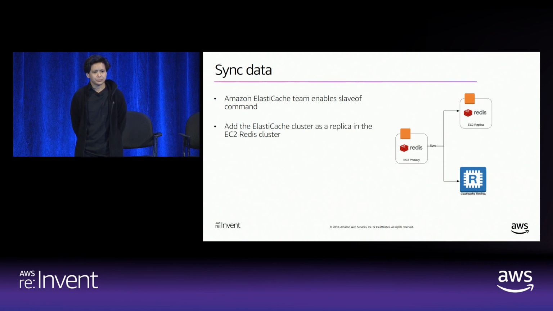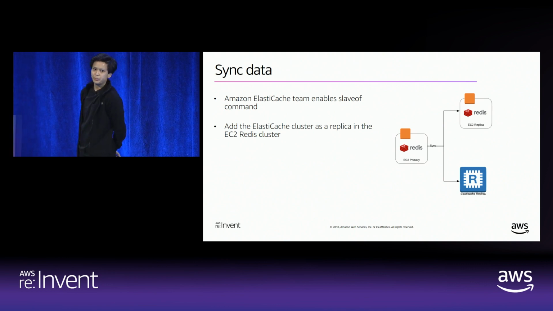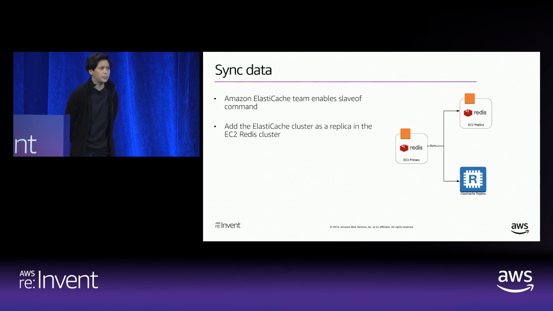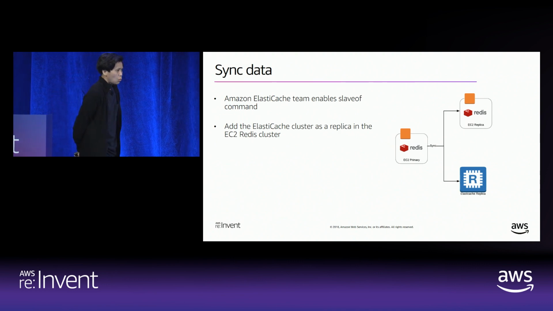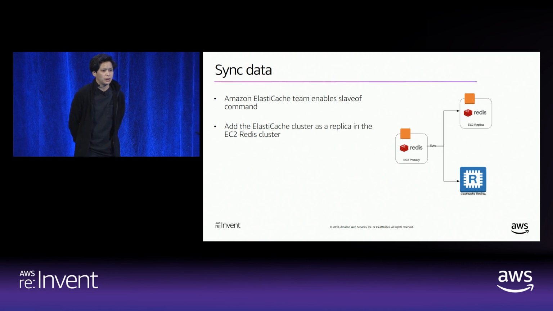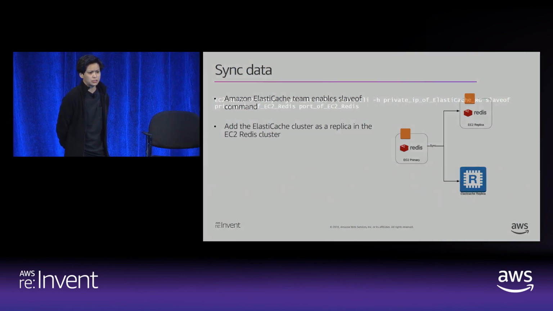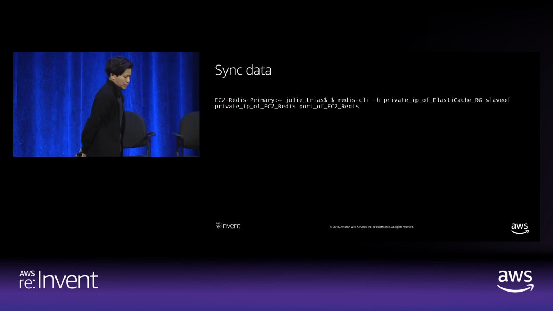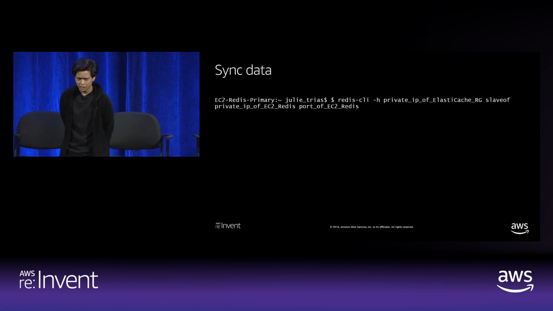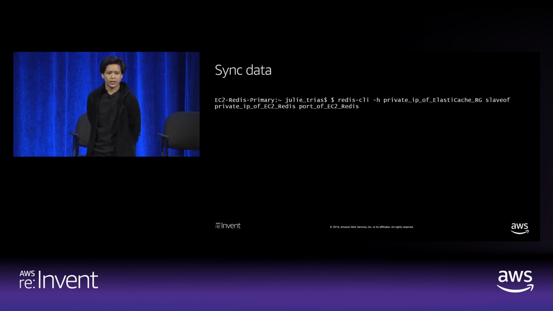So syncing the data, what the Amazon ElastiCache team enables is the slave of command, right? If you look at the ElastiCache Redis documentation on restricted commands, slave of is one of 4, I believe, restricted commands. So they enable that for us during migration once the single node cluster is deployed in order for us to make that a replica. And then we add the ElastiCache cluster as a replica in the Redis cluster, right? So how do you do that? We just run this command. Just your plain old Redis CLI command from your EC2 Redis primary instance.